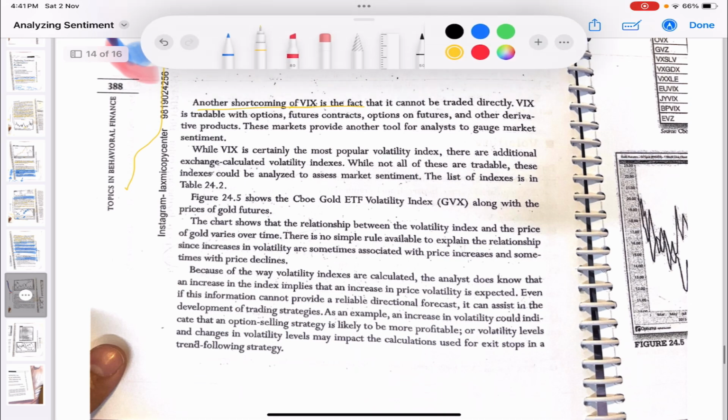Another shortcoming of VIX is the fact that it cannot be traded directly. VIX is tradable with options, futures contracts, and other derivative products. These markets provide another tool for analysts to gauge sentiment. While VIX is certainly the most popular volatility index, there are additional exchange-calculated volatility indexes. While not all of these are tradable, these indexes could be analyzed for market sentiment. So you can't just say you want to buy VIX or short VIX. You can just use the chart of the VIX to make decisions in other areas.